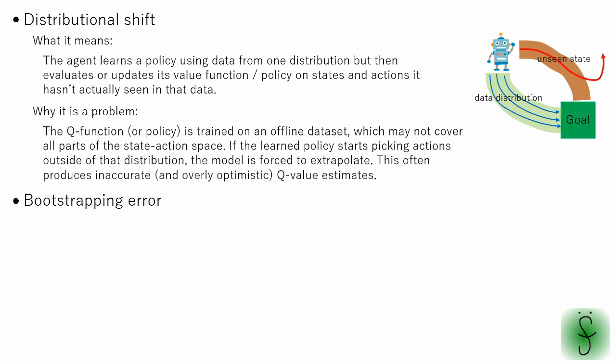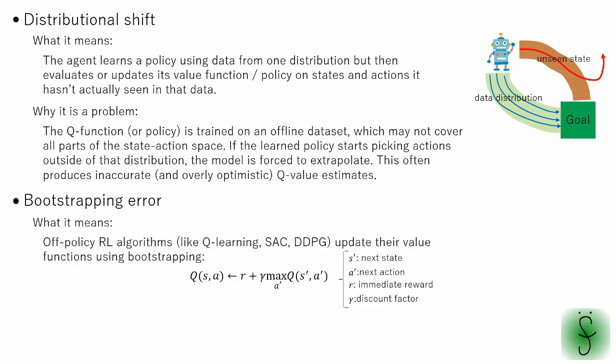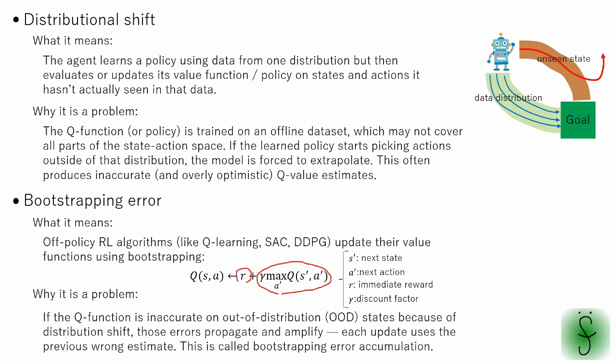Next, let's see bootstrapping error. Off-policy RL algorithms update their value functions using bootstrapping. It means that the current Q value is estimated from the immediate reward plus the discounted value of the next state action. If the Q function is inaccurate on out-of-distribution states because of distribution shift, those errors propagate and amplify because each update uses the previous wrong estimate. This is called bootstrapping error accumulation, and this is a direct cause of Q value divergence.